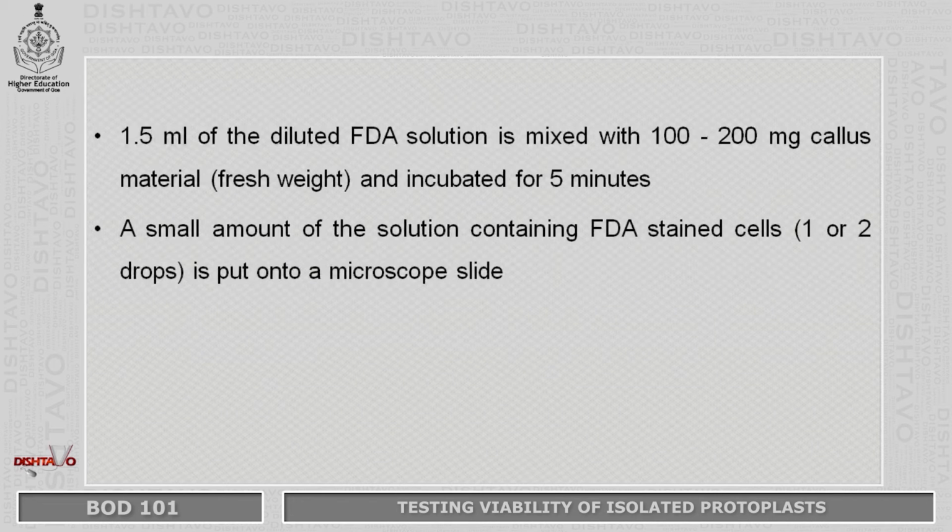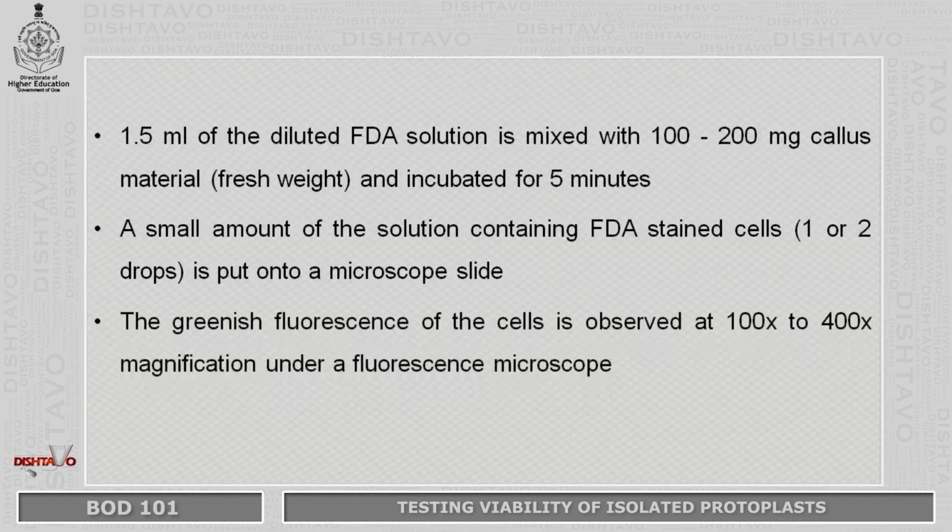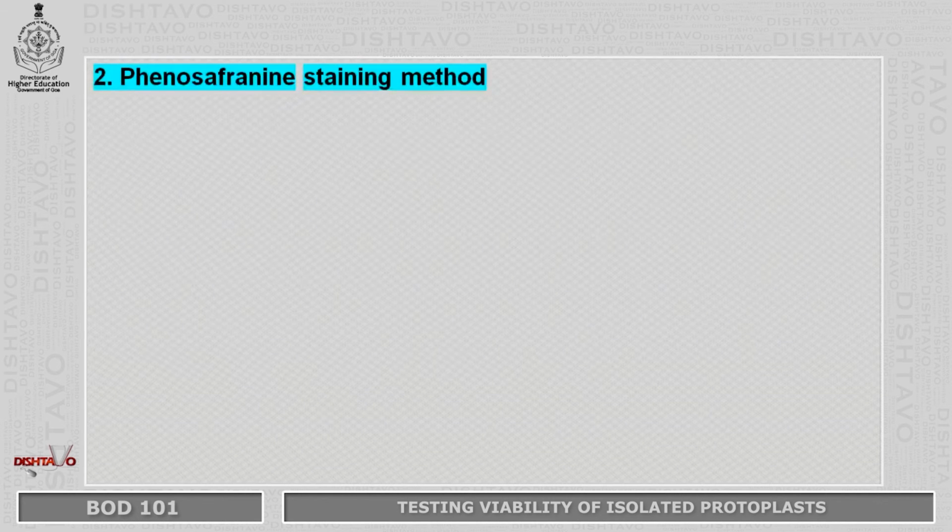Then a small amount of the solution containing FDA stained cells, either 1 or 2 drops, is put onto a microscope slide. The greenish fluorescence of the cells is observed at 100 times to 400 times magnifications under a fluorescence microscope. Second method is phenosafranine staining method.